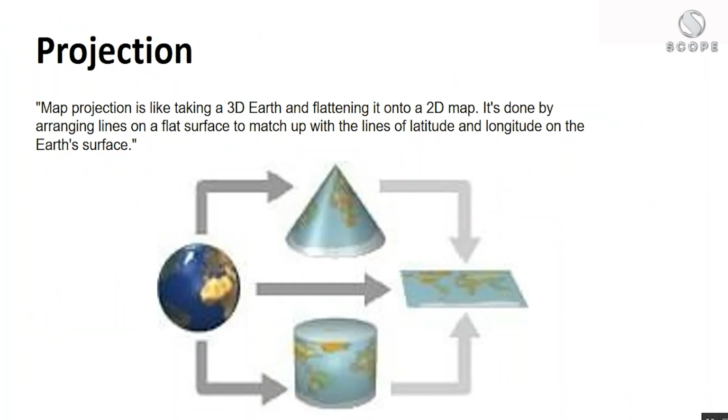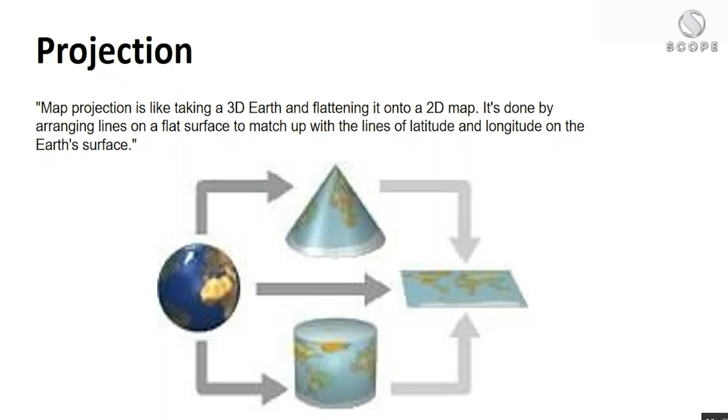Map projection is how we represent the Earth's curved surface on a flat map. But here is the catch. No single projection perfectly represents all the features of the Earth. That's why we have different types of map projection, each with its strengths and weaknesses. Some preserve area, others preserve shape, and some maintain direction.